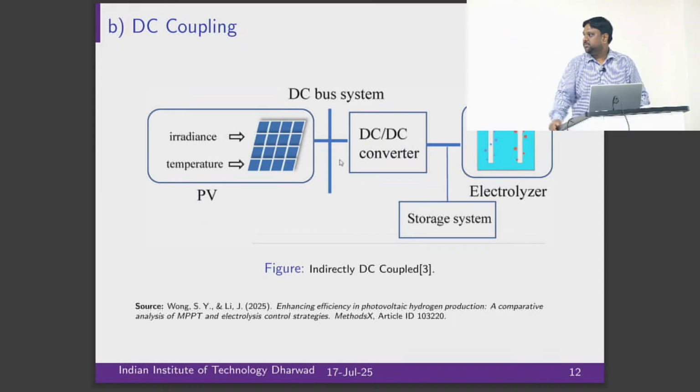When solar power is not available, power will flow from storage to the electrolyzer, and that you can utilize for hydrogen production through discharging of the battery. But that is conditional, if it is required. Okay. So that is again DC coupling.